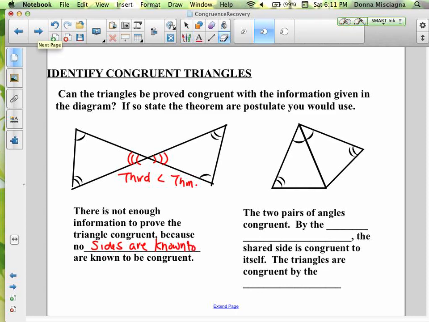Oops. No sides are, actually all I have to do is write sides. Sorry, the rest of it's in the next line. No sides are known to be congruent. Let's see, we can mark one other thing, right? Let's fill in what we can first of all.